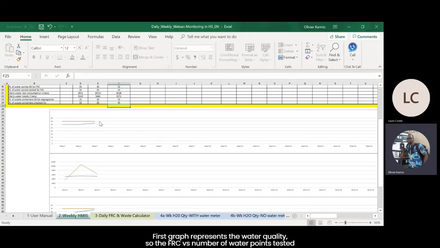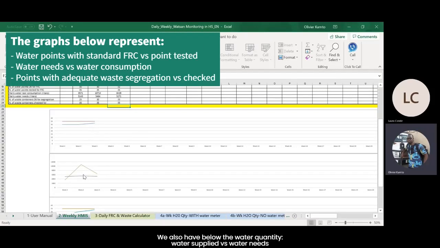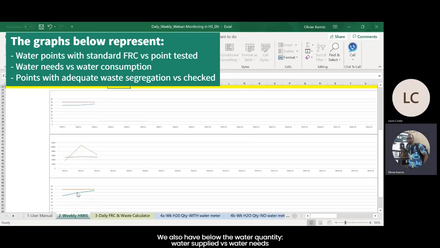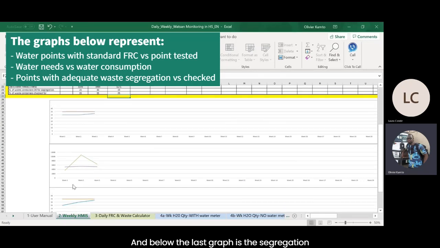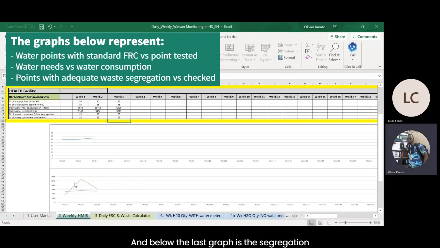So the free residual chlorine, which is okay, versus the number of points which were tested. We also have below here the water quantity, the water supplied versus the water needs, and below the last table is the segregation. So what do you do with this information?